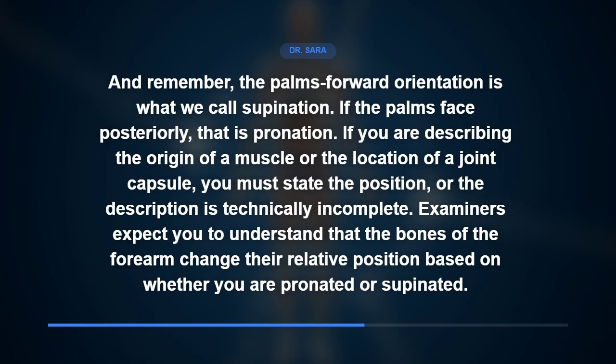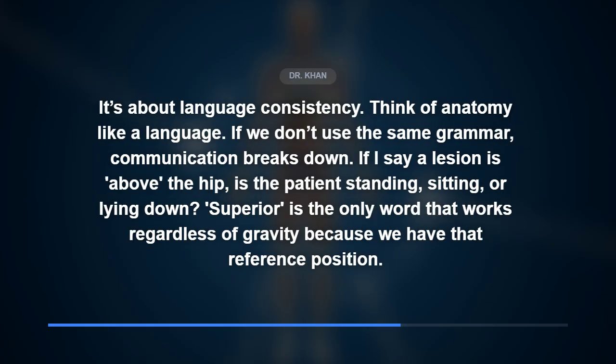And remember, the palms forward orientation is what we call supination. If the palms face posteriorly, that is pronation. If you are describing the origin of a muscle or the location of a joint capsule, you must state the position, or the description is technically incomplete. Examiners expect you to understand that the bones of the forearm change their relative position based on whether you are pronated or supinated. It's about language consistency.